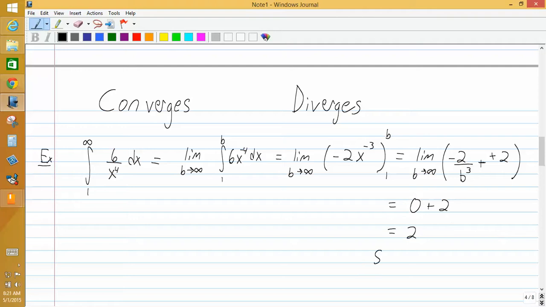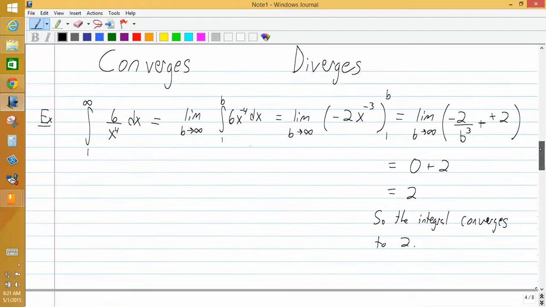So the integral converges to 2. Or you could just say the integral converges after you get your answer.